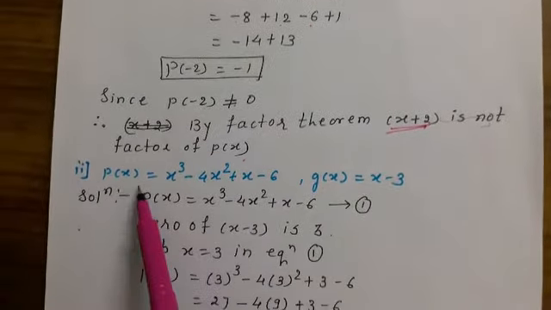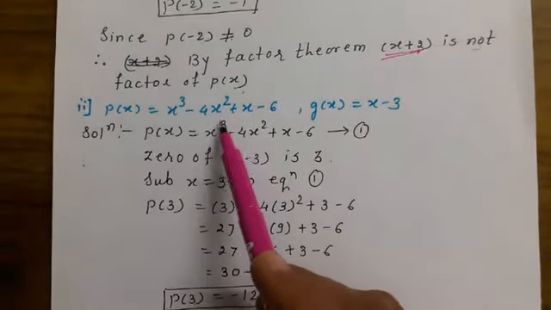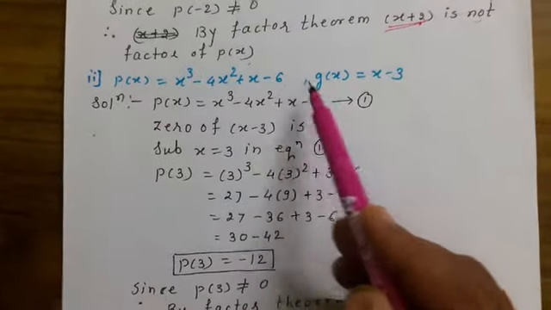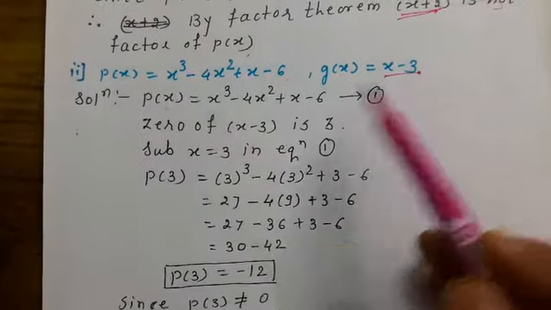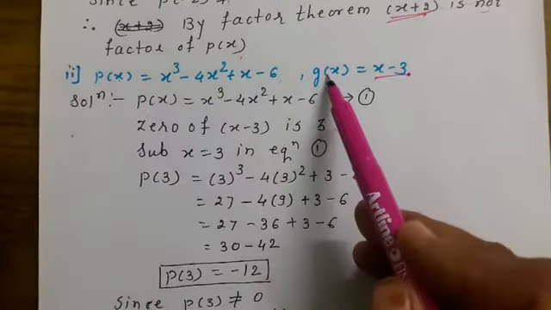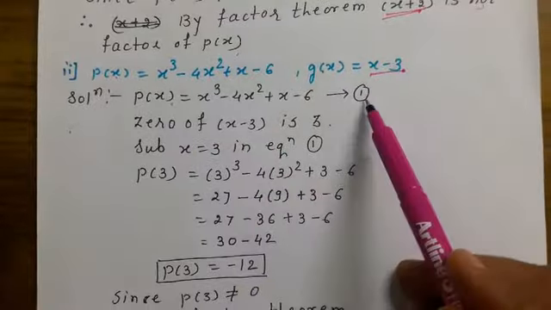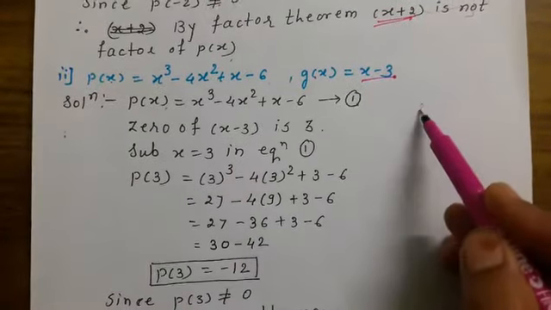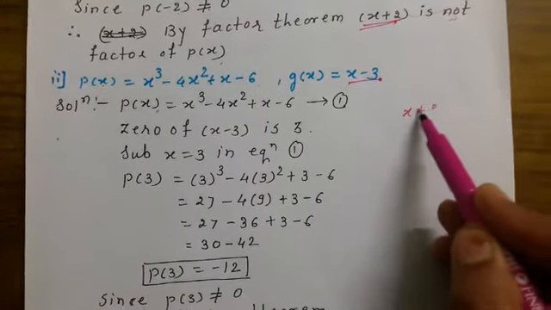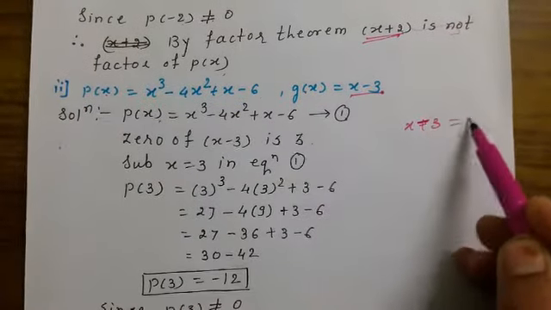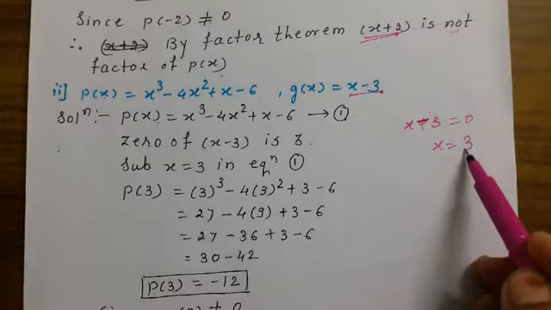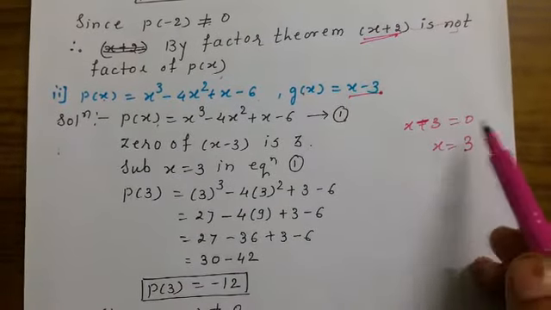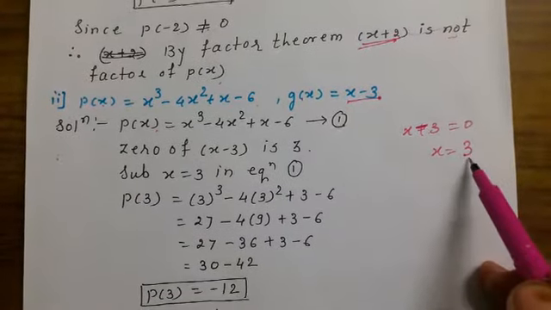Third problem, p of x is equal to x cube minus 4x square plus x minus 6 and g of x they have given as x minus 3. We have to divide p of x by g of x. We will call this polynomial 1. Do you know how we will get the zero of x minus 3? The zero of x minus 3 is nothing but plus 3, because we shift minus 3 as plus 3.